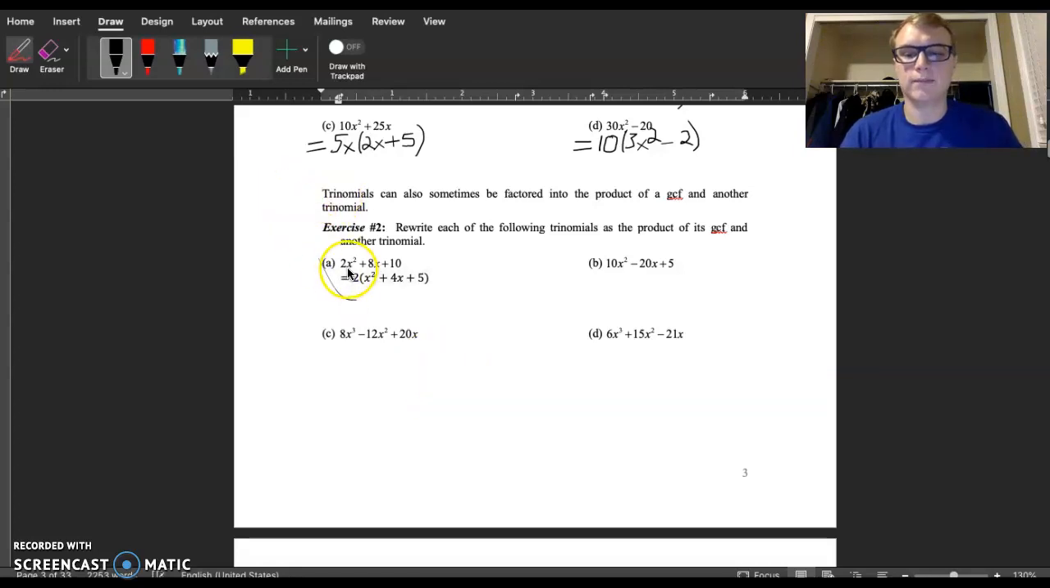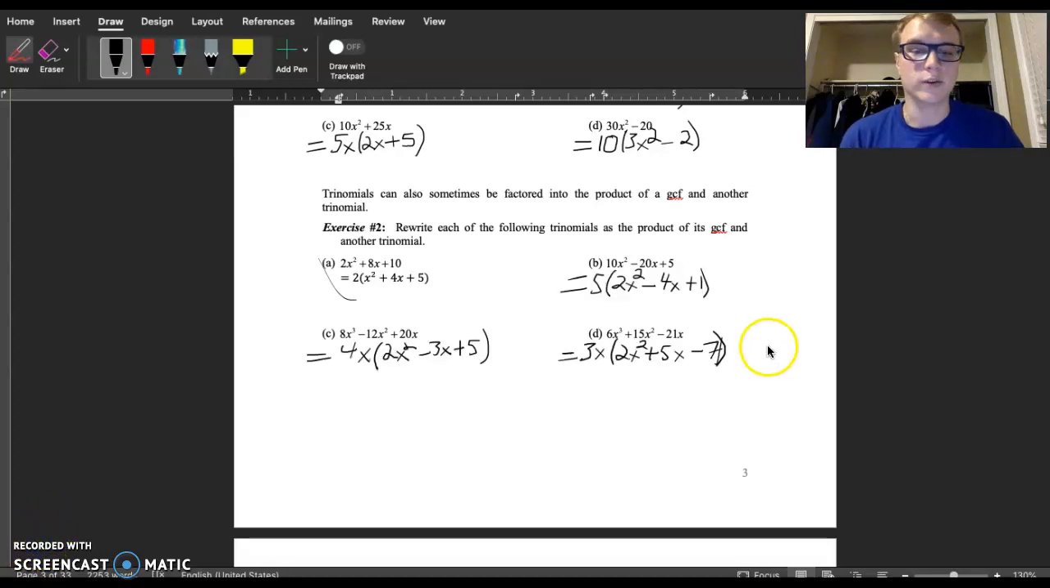So for A, as you can see, we have 2's in all of these, so we can pull out that 2, and we're left with the x squared plus 4x plus 5. So again, pause the video, work out the other 3, and unpause, and I'll have your answers for you.